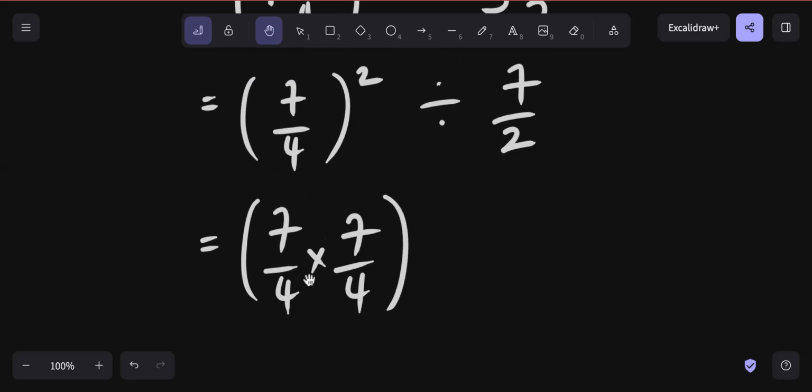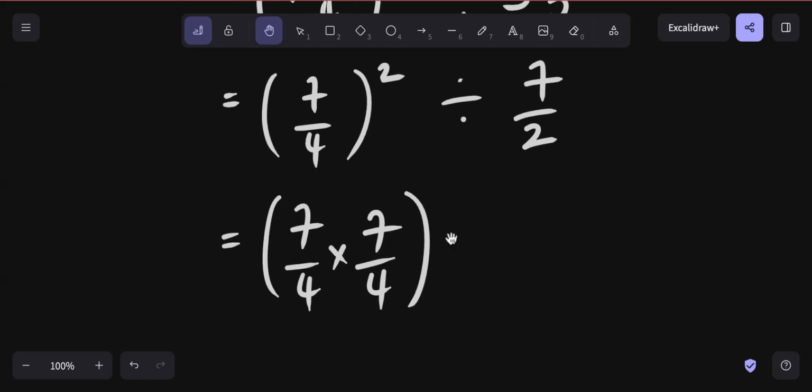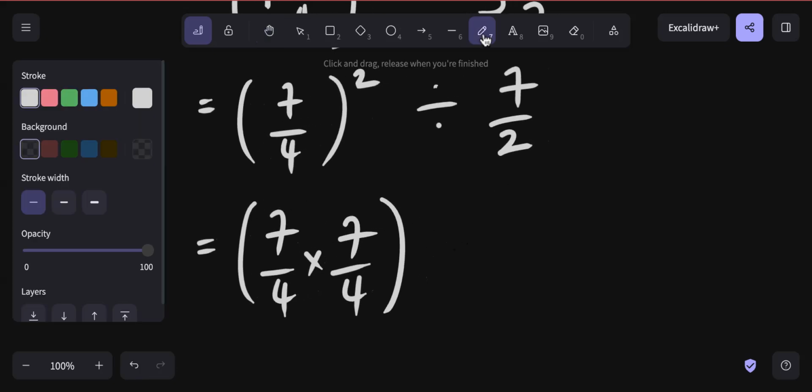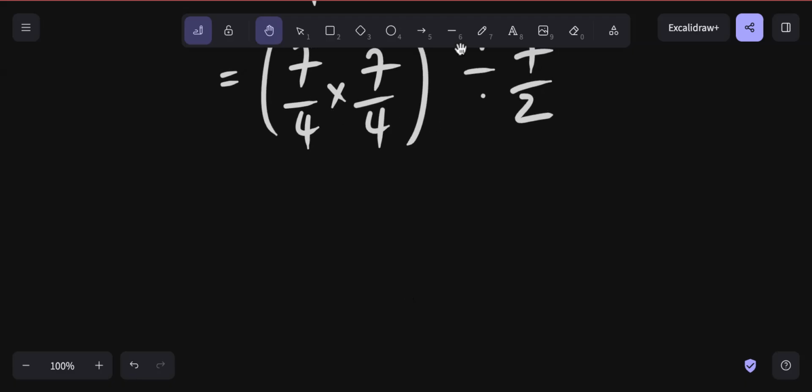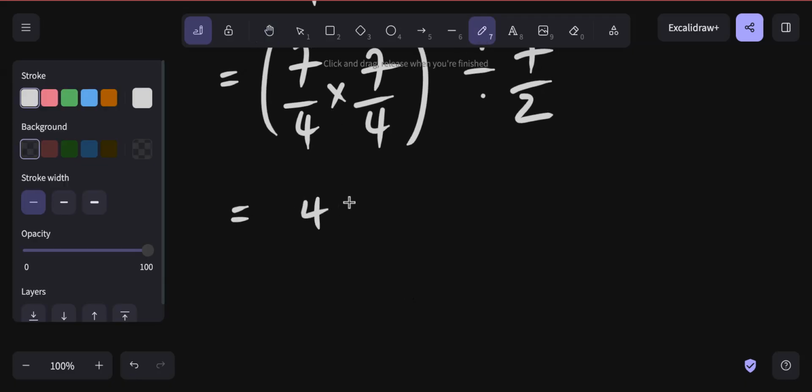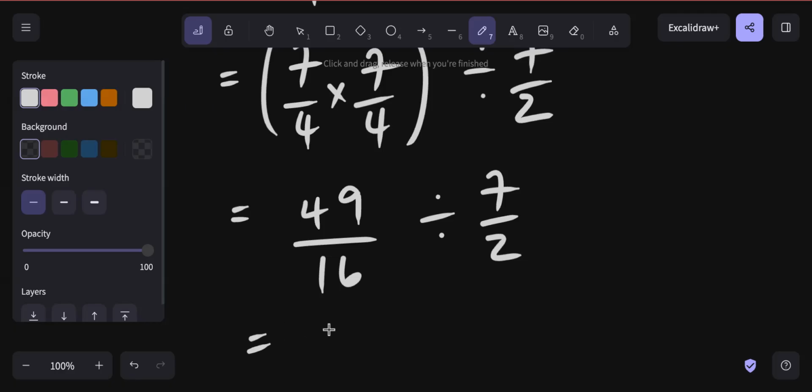But what we're looking at here is 7 over 4 times 7 over 4 divided by 7 over 2. So I'll just put that 7 over 2 back for now until I evaluate this, just to emphasize the fact that we're not even touching this operation until we finish with what's over here. So we get 7 times 7, which we know to be 49, 4 times 4, which we know to be 16, divided by our 7 over 2. And we know that this is 49 over 16.